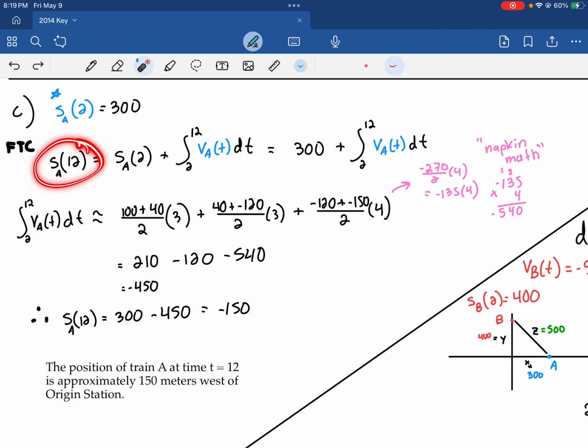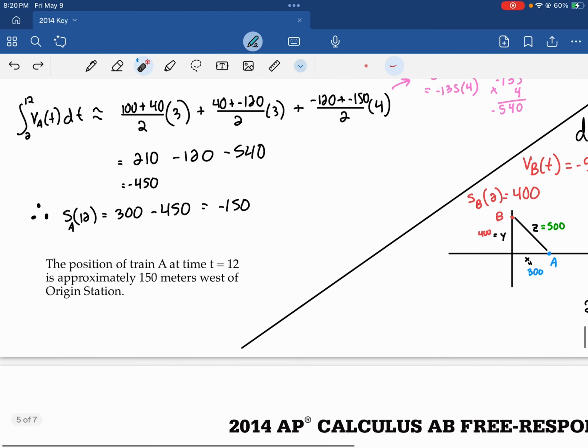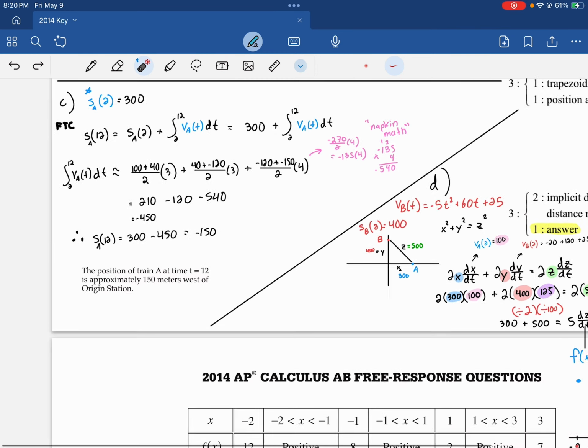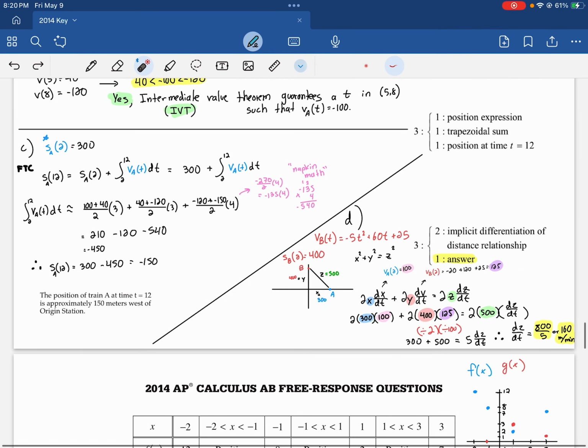Therefore, my position at 12 is equal to where I started, plus some change in distance for negative 150. It means that over this time I've moved left quite a bit, because I started quite a bit right at 2. The position of train A at time t equals 12 is approximately 150 meters west of origin station. Position expression, trapezoidal sum, and position at 12 for a point each.